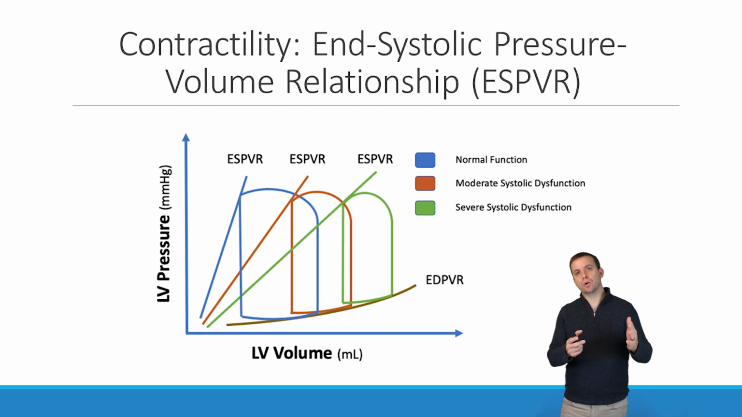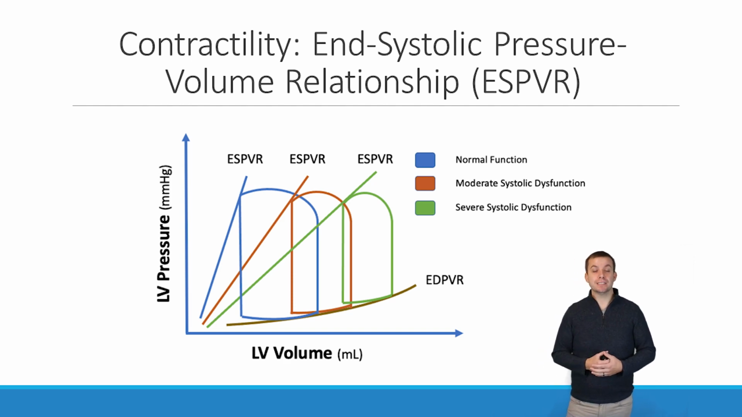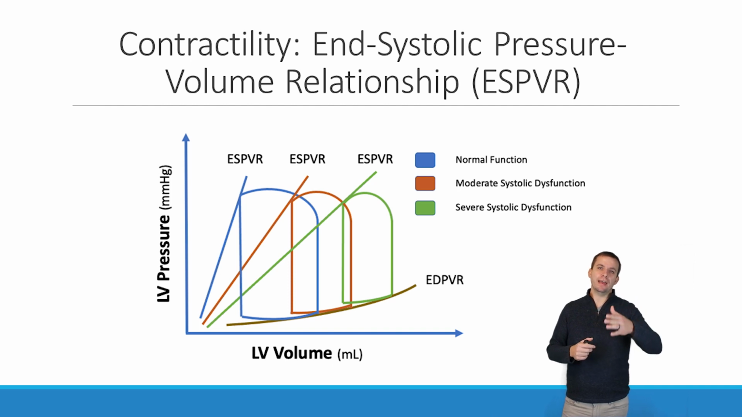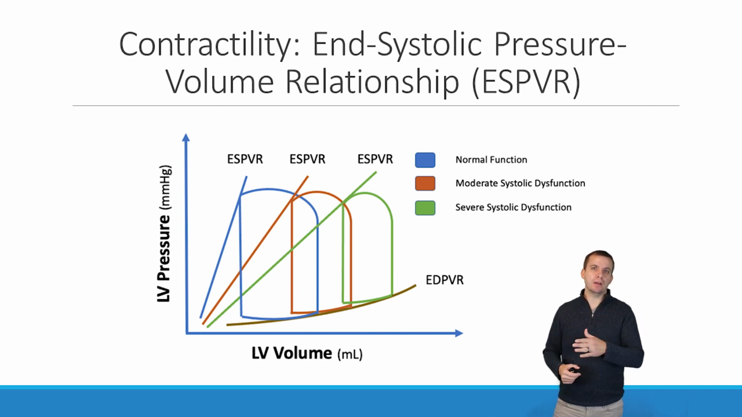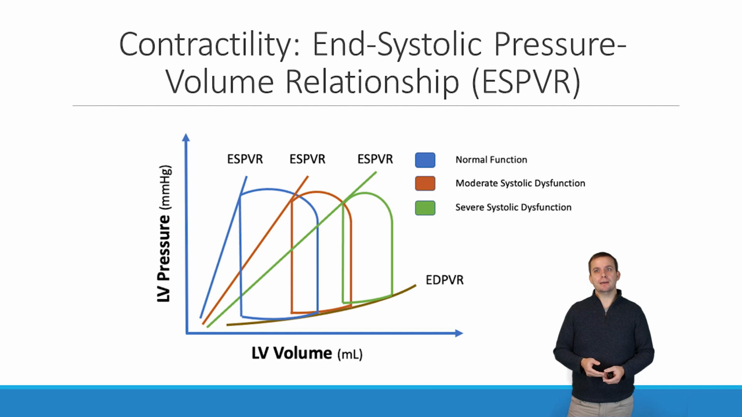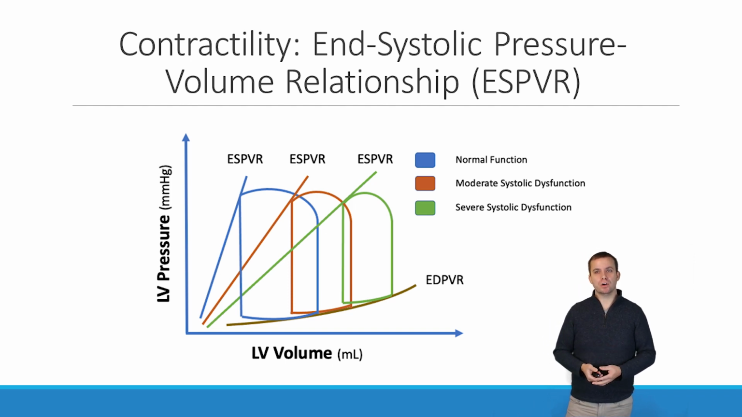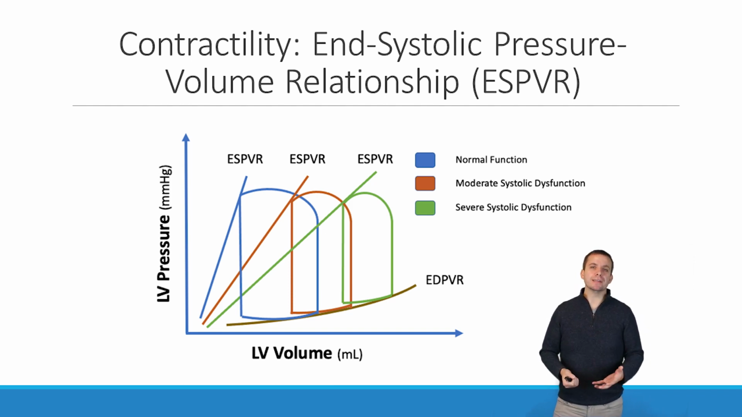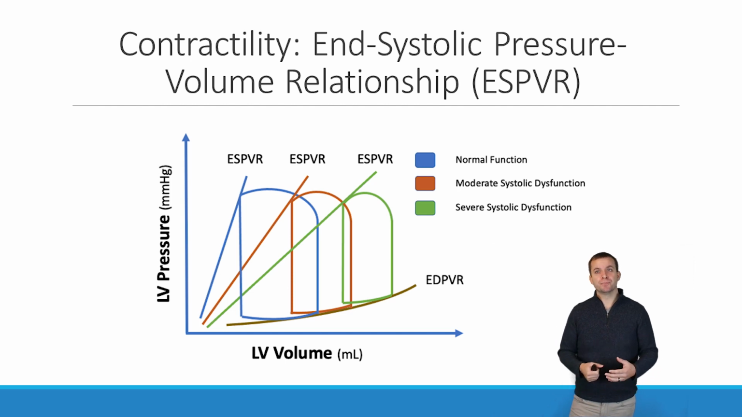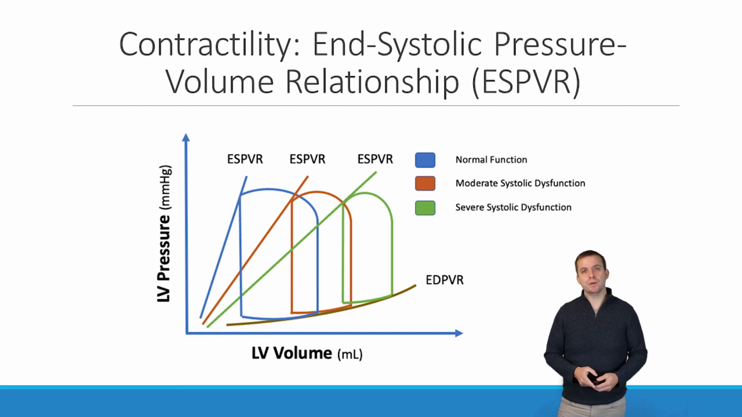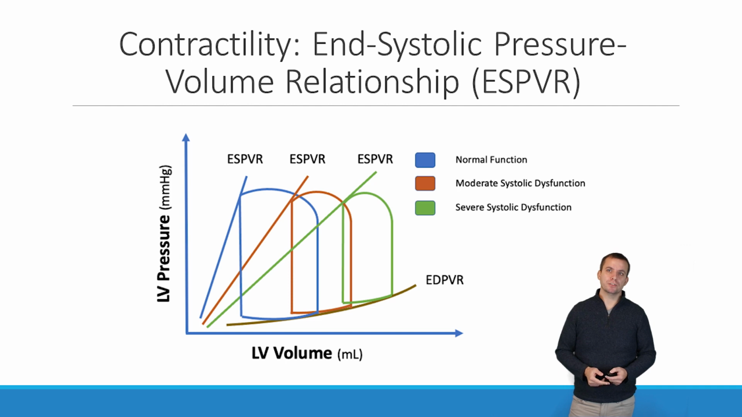So as you get worse and worse systolic function, that line will drop down to the right, and it's going to be less and less of a curve on there, and you can actually measure this distance. You can measure your change in volume with change in pressure and be able to get a contractility by understanding what the value is of your end systolic pressure volume relationship.